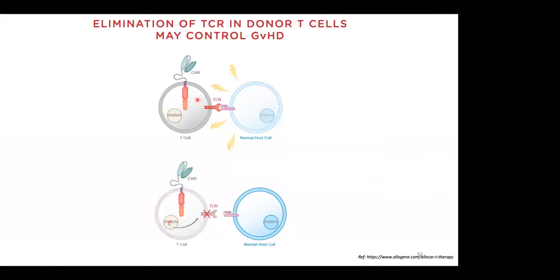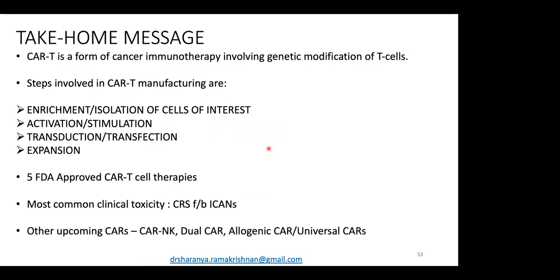So here, as you can see, this is an allogeneic T cell. If I need to administer it to a patient without an HLA match, I just get rid of the TCR, which is responsible for causing the GVHD, and there's no more recognition of the foreign antigen. Then you are free to administer it to any patient of your choice.